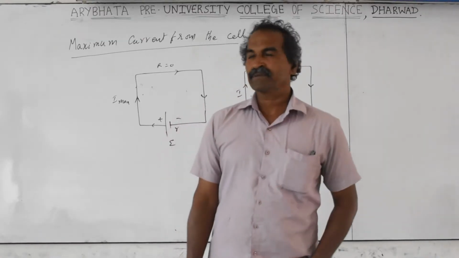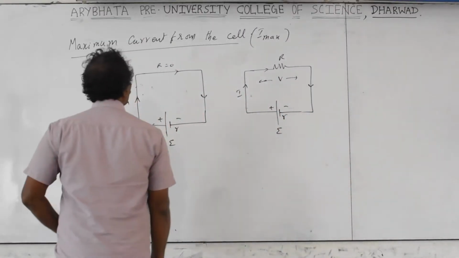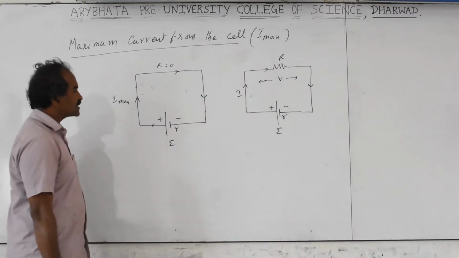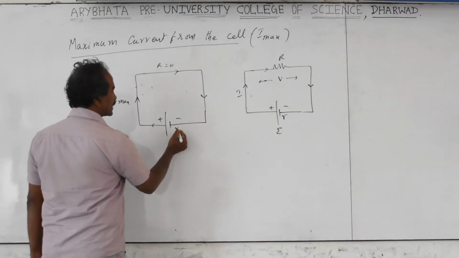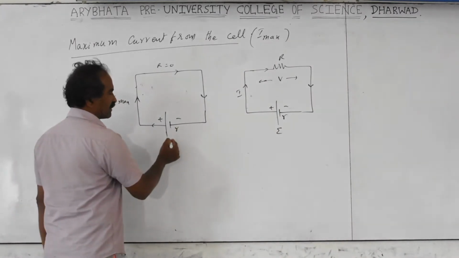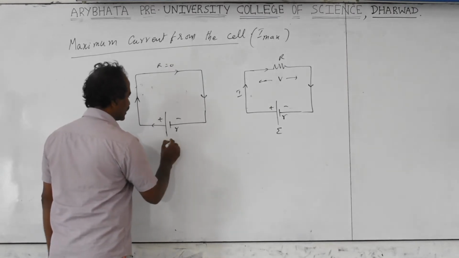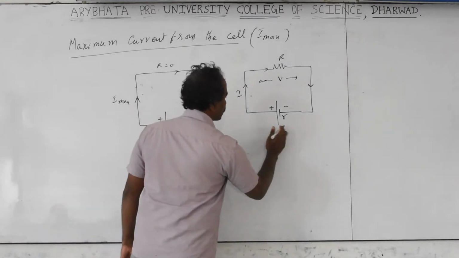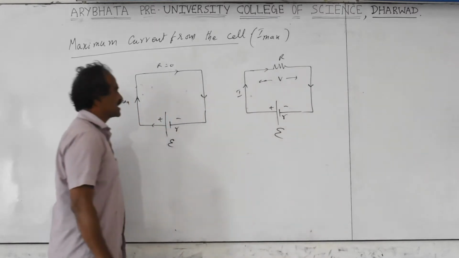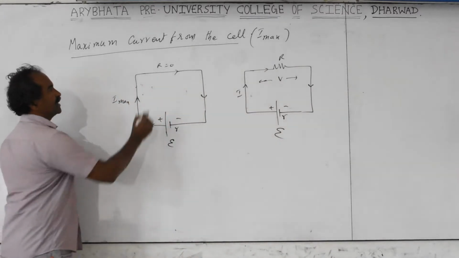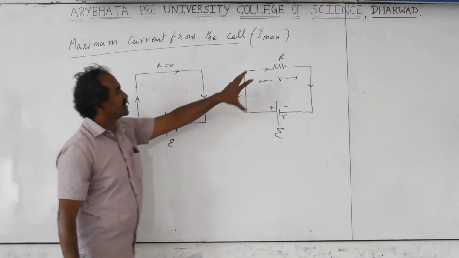Good morning, students. Maximum current from the cell. The battery cell's internal resistance is small r, and the EMF is capital E. It is not epsilon, it is a bigger size, though it looks similar to epsilon. The external resistance is R.